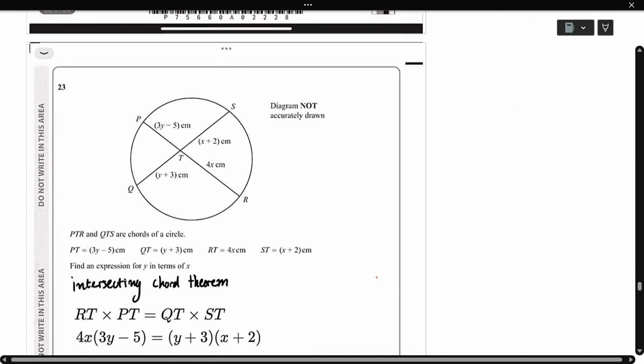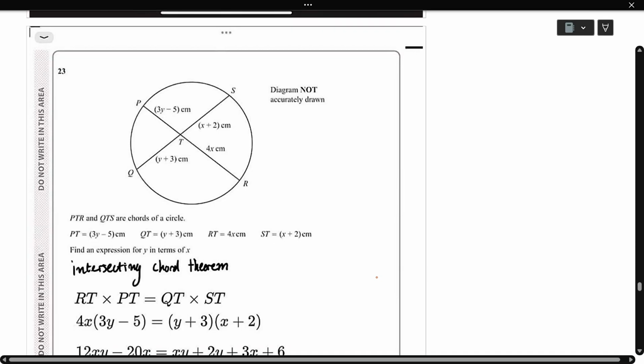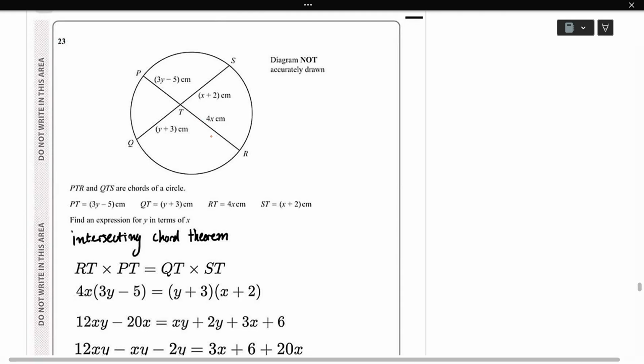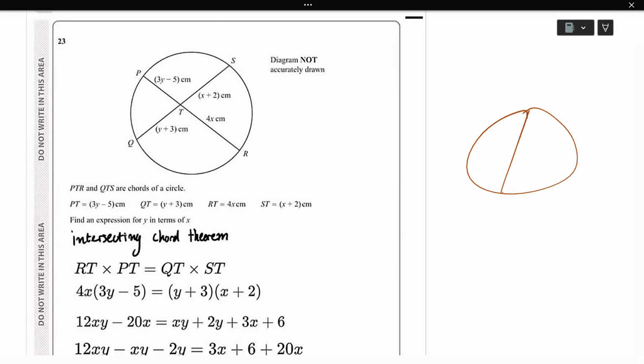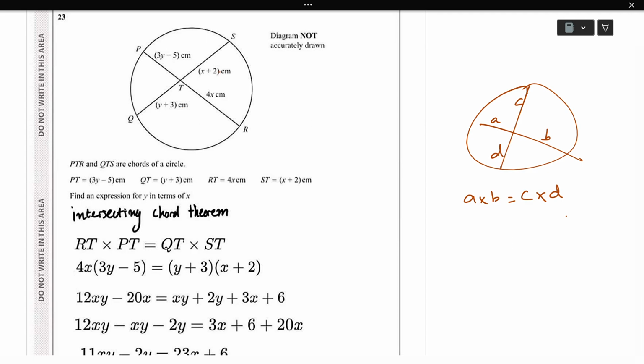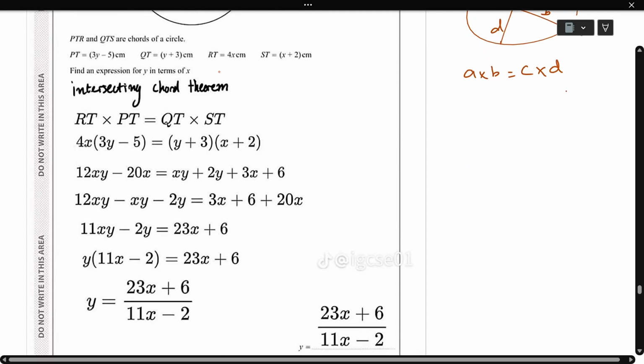Next question 23. This is a circle theorem, intersecting chords. So we'll draw the same line. Suppose here there are two chords. So this is A, this is B, this is C, this is D. Then the rule is A times B equals C times D. The same thing is written. We have written all the values: 4x times 3y minus 5, and y plus 3 times x plus 2. So we expanded everything.